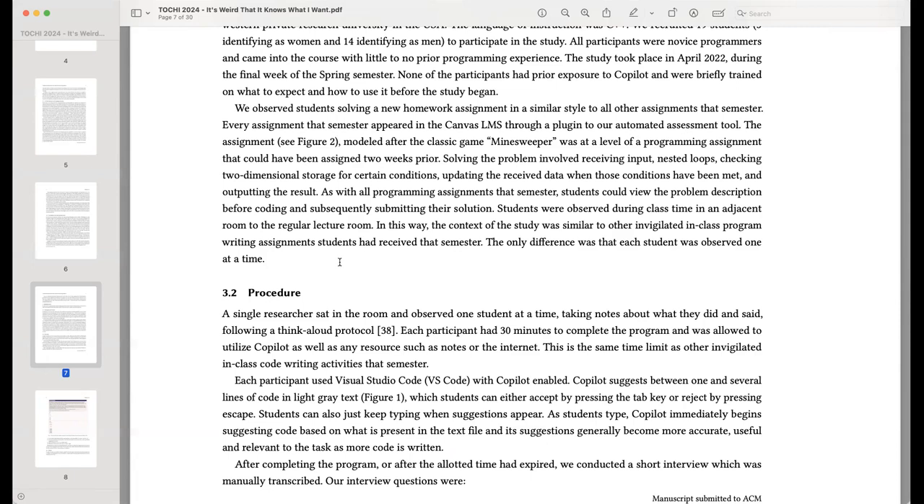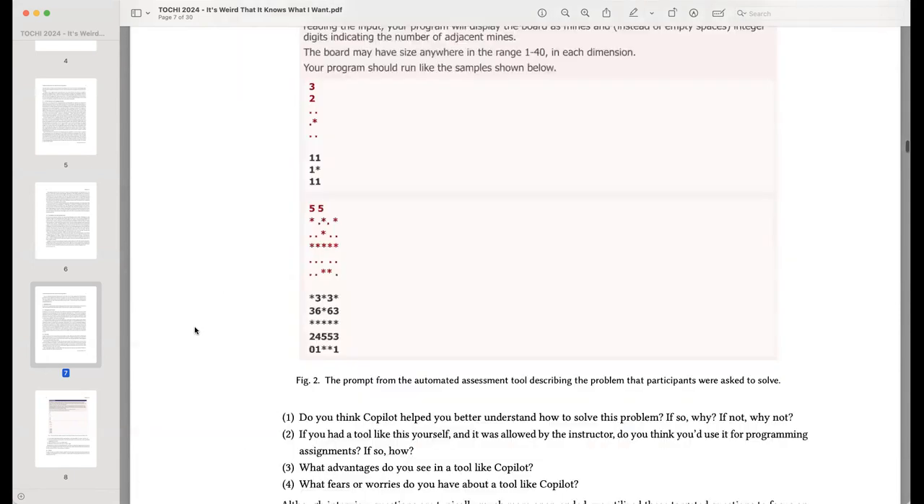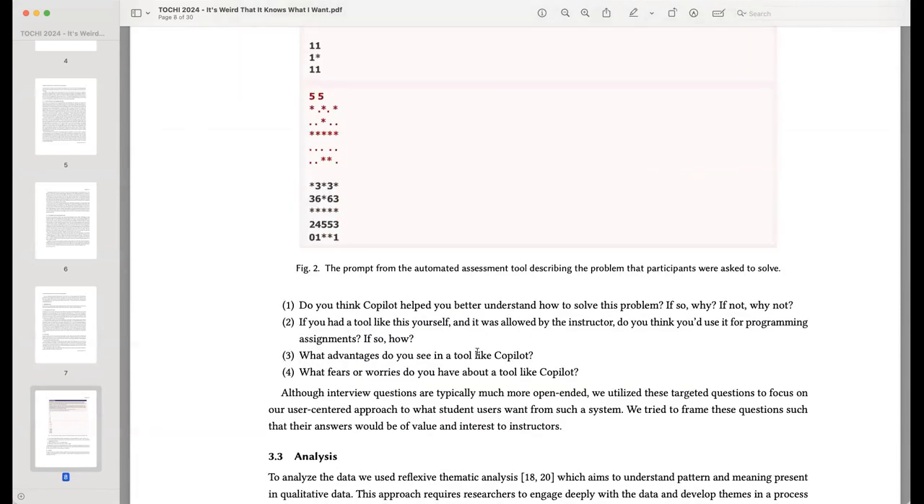So we watched them solve this problem with GitHub Copilot, and then we wrote down everything they did and said, and then asked them a few questions directly afterwards. And here's our post-interview questions. Do you think Copilot helped you better understand how to solve this problem? If you had a tool like this and it was allowed by the instructor, do you think you'd use it for programming assignments? If so, how? What advantages do you see in a tool like Copilot? And what fears or worries do you have about a tool like Copilot?